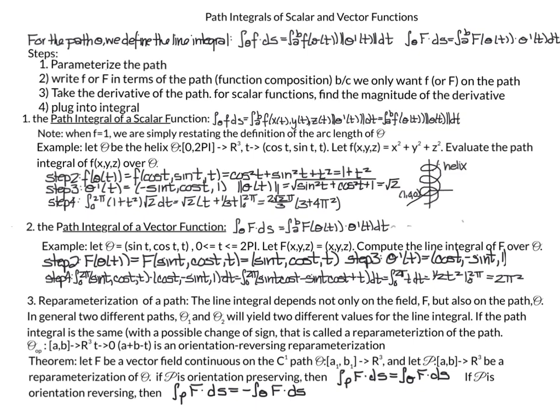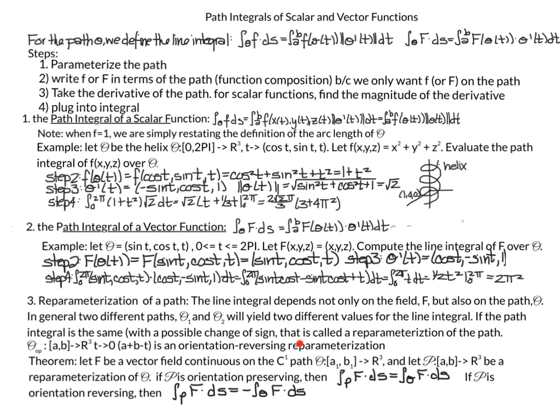We will also talk about reparameterizing paths. This line integral depends not only on the field f, but also on the path. And in general, two different paths, sigma 1 and sigma 2, will yield two different values for the line integral. But if the line integral is the same, with a possible change of sign, then sigma 1 and sigma 2 are called reparameterizations of the path.